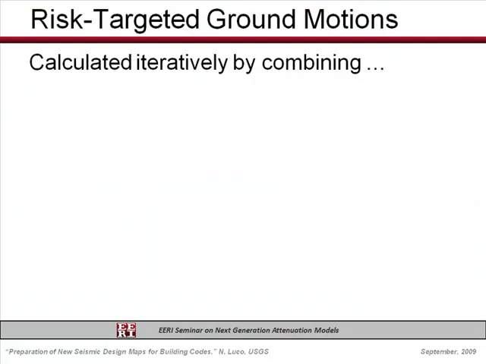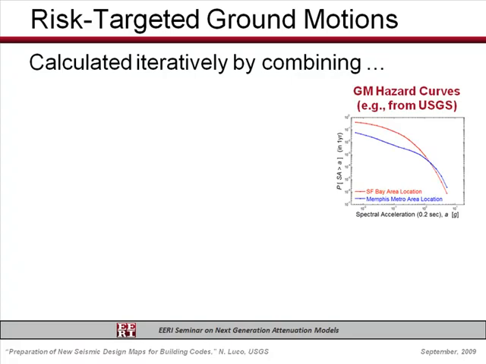All right, and this is the same slide Charlie showed. It's just sort of giving an overview, and then we'll get more detailed. Again, there are risk-targeted ground motions that are calculated iteratively, for a reason I'll explain, by combining ground motion hazard curves, like the ones from the USGS, and in preparing the maps, we use ground motion hazard curves from the USGS. Site-specific procedure would use site-specific ground motion hazard curves. And again, those show ground motion versus, you can think of it as, probability of exceeding that ground motion level in 1 year.